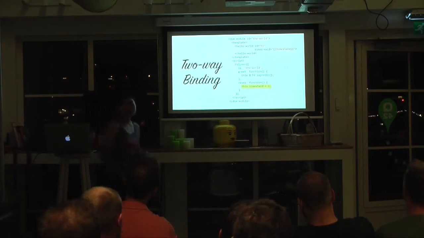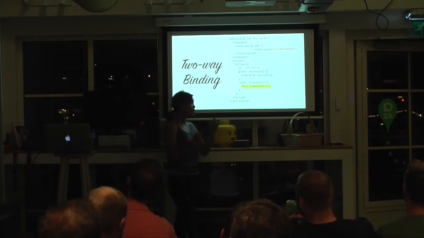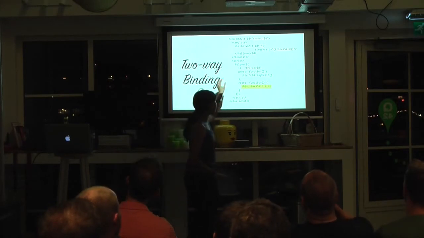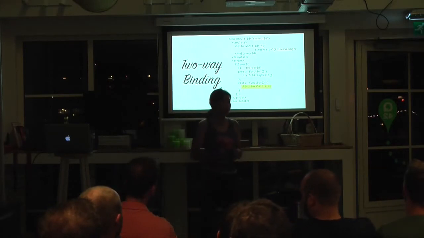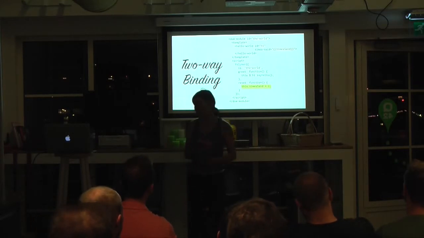So I said that you need cooperation to make two-way binding work. What I mean is if your parent uses curly, but the element does not have notify true on this property, then you would not get two-way binding. You need both sides to agree that, hey, I want to participate in this.